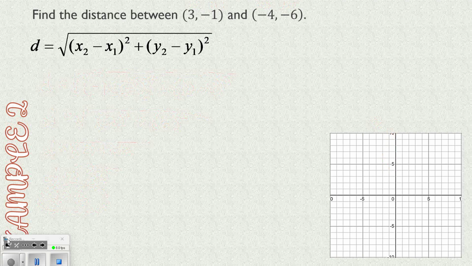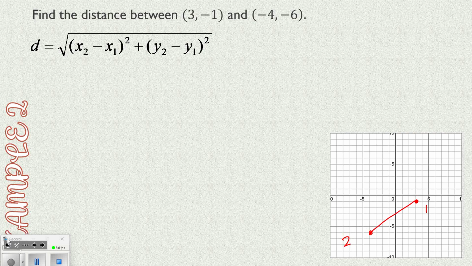But what if, like we said before, these 2 points, 3, -1, we'll call that point 1, and -4, -6, we'll call that point 2. They're on a diagonal. I can't count the blocks. So now I got to use the distance formula. Again, let me call my points point 1 and point 2, and it doesn't matter which is which. I'm going to just plug into my formula.